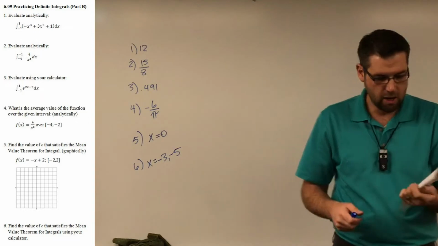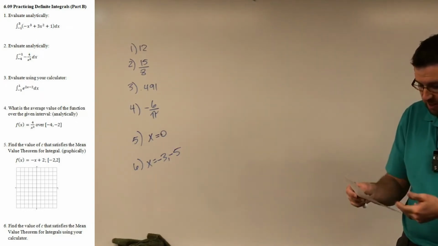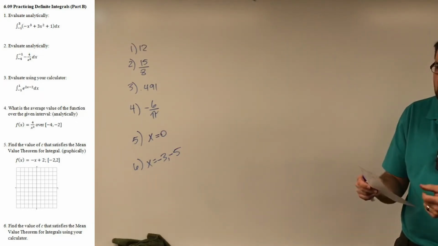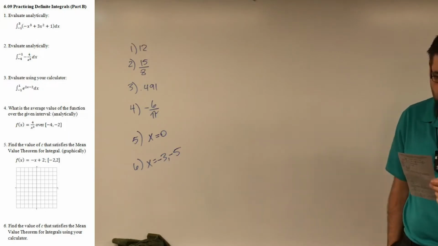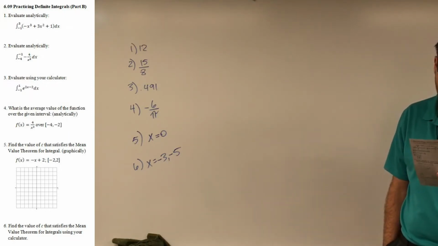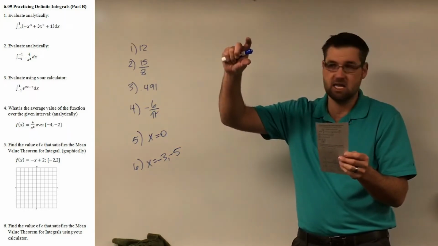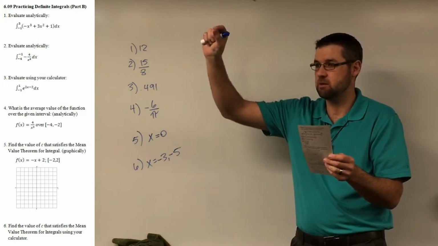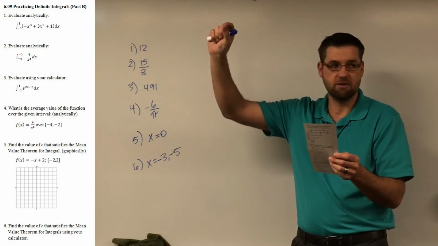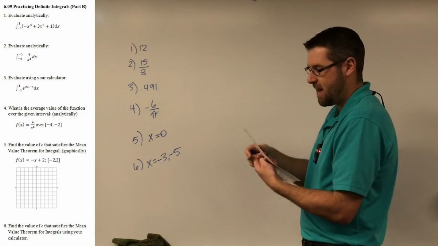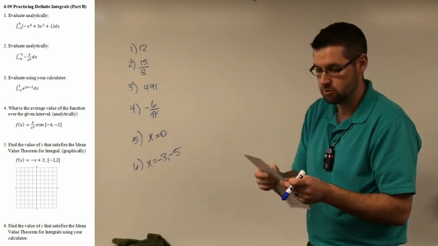I don't necessarily want to go over the front side because those are pretty straightforward. The only one on the front side that might be a little bit weird is number 2. How would you take the antiderivative of negative 4 over x cubed? You move the x cubed to the top, and then when you subtract 1 from the exponent, what do you get? Negative 2, not negative 4. But the back side, are there any questions on those?